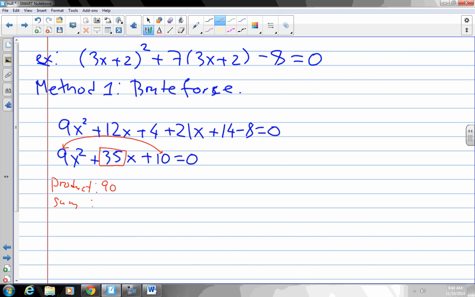So that's a good review of factoring. Can you think of two numbers that multiply to 90 and add to 35?